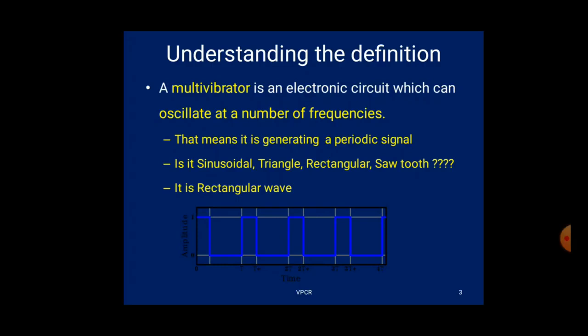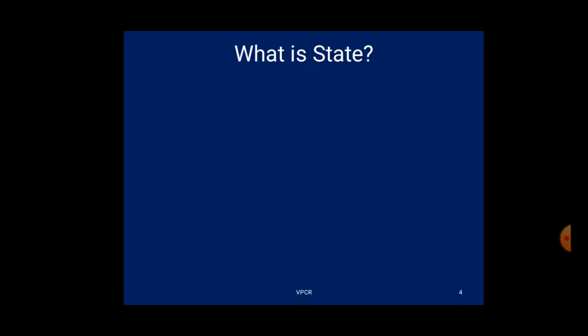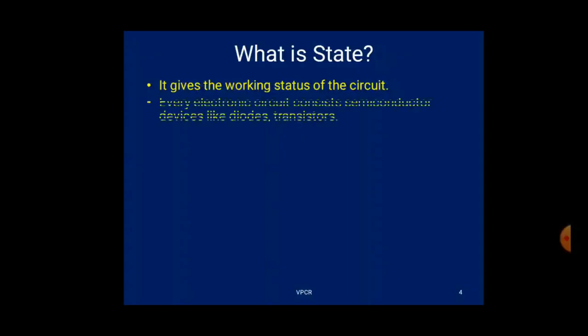Next, what is state? You have to think keeping in mind that we are going to define the state in terms of electronic circuits. So it gives the working status of the circuit. That means every electronic circuit consists of semiconductor devices like diodes or transistors. Any circuit you consider, obviously must consist of these diodes and transistors.